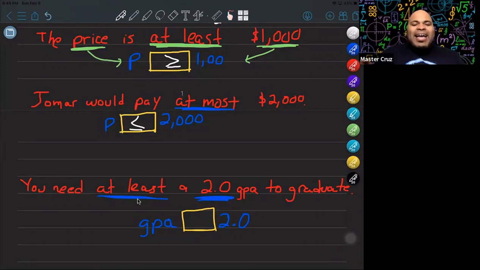You need at least a 2.0 GPA to graduate. So is this greater than or is this less than? Well, because it's at least, again, just like this one, that will be greater than or equal to. So hopefully you will see that at least means greater than or equal to, and at most means less than or equal to. It's kind of counterintuitive, but that's how it works. So those are the basics for the inequalities.